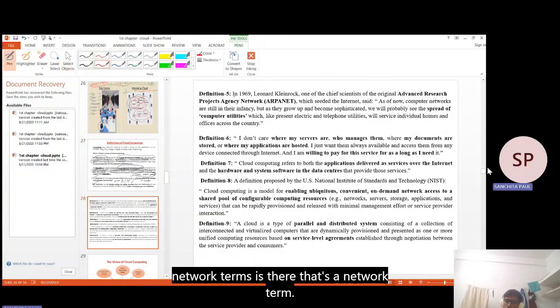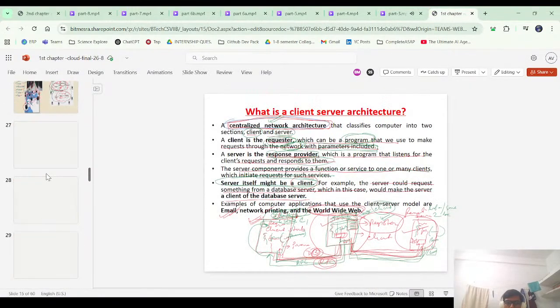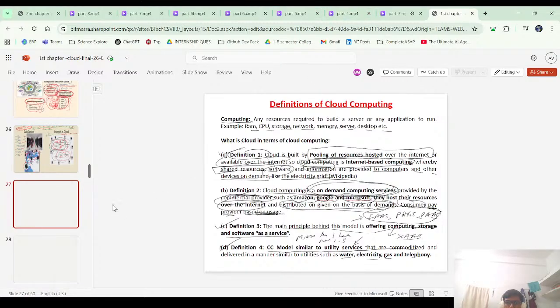Here network term is there. कैसे network term आया? In 1969 actually the ARPANET project has come. This ARPANET project is coming. This is a project of defense. Okay, डिफेंस का प्रोजेक्ट था क्योंकि इसने क्या किया, अपना वेस्ट कोस्ट ऑफ अमेरिका में अपना एक नेटवर्क बनाया. और वो डिफेंस का नेटवर्क था तो बहुत फायरवॉल था उसमें, उसको कोई भी एक्सेस नहीं कर सकता था.